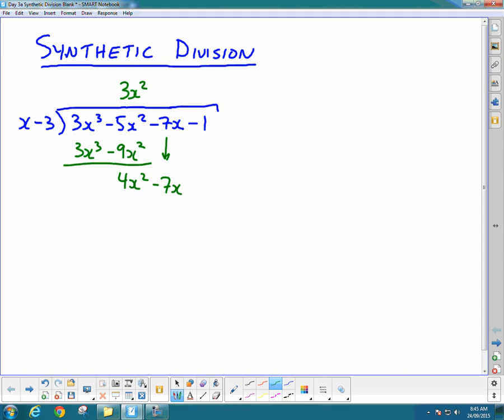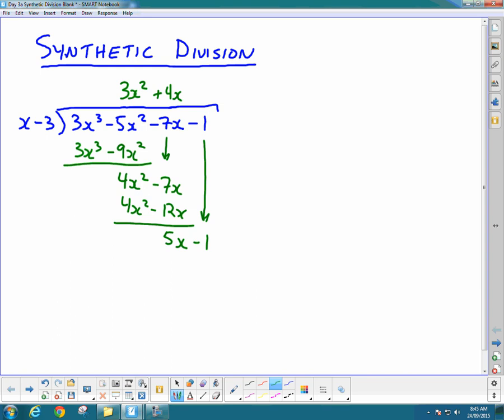Bring this down as a minus 7x. What do I multiply by x to get 4x squared? A plus 4x. 4 times x is 4x squared. Minus 12x. We subtract again, so it's negative 7 minus minus 12, which is a positive 12, so it's plus 5 in total.